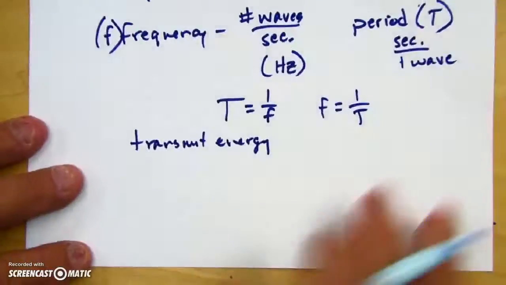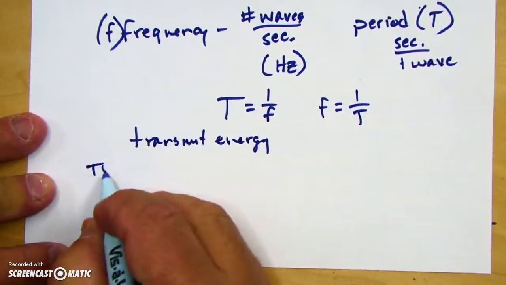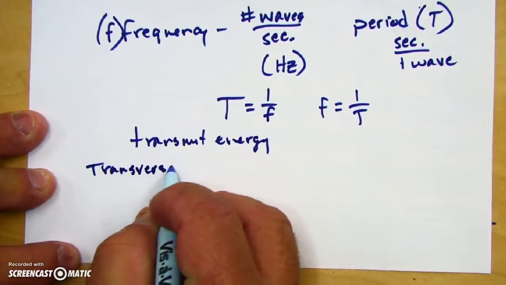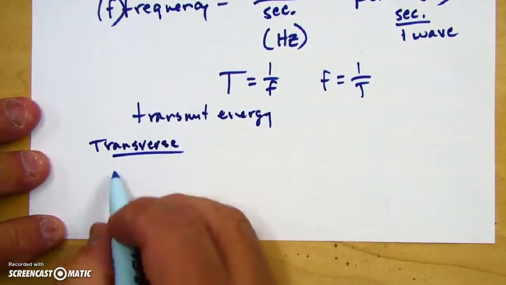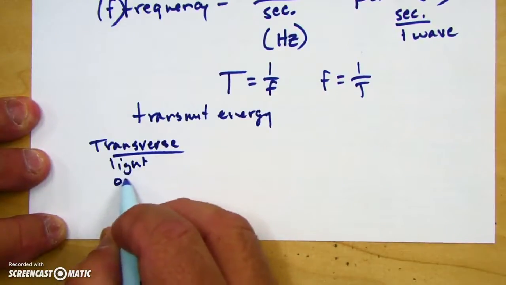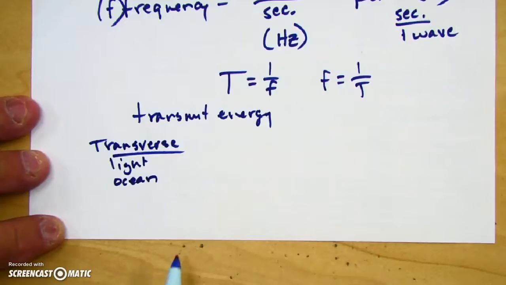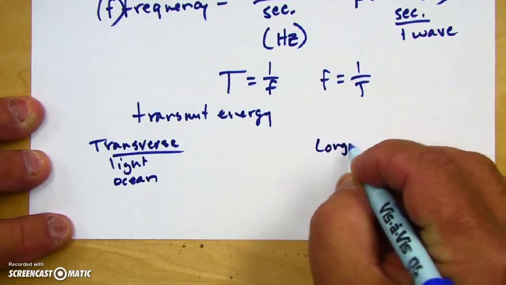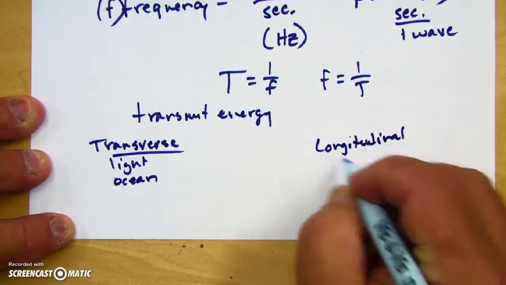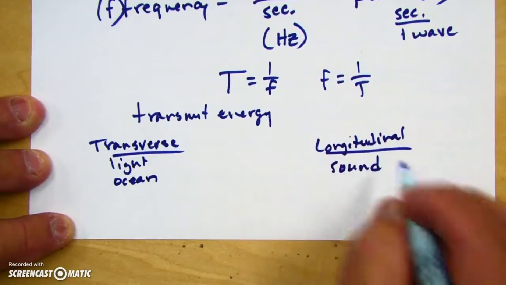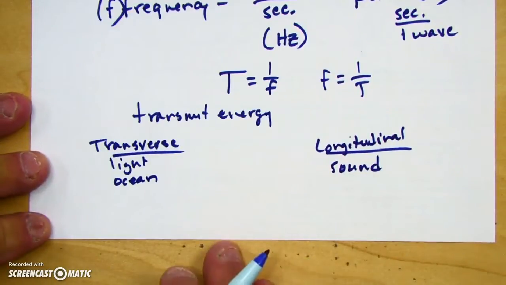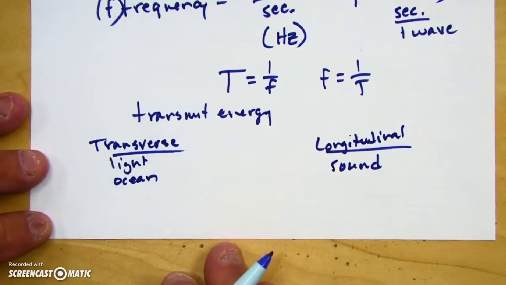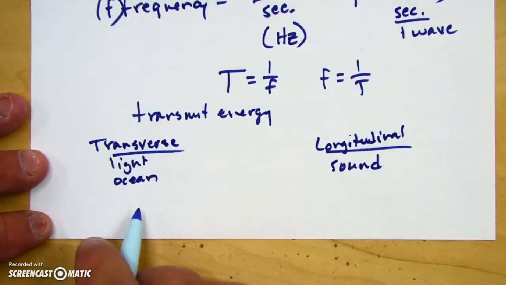Now, a couple other things that are kind of important. Transverse waves really contain almost all our different types of waves. Light, ocean waves, microwaves, radar waves, X-rays, all those different things that are like light. The only really longitudinal wave that we deal with all the time is what you're hearing right now. Sound. There is one of the earthquake waves that is a longitudinal wave, but we're not really studying that right now. So most are going to be transverse, except sound.